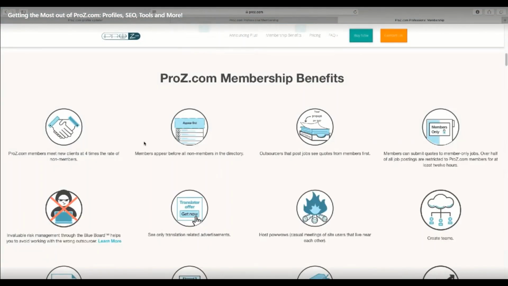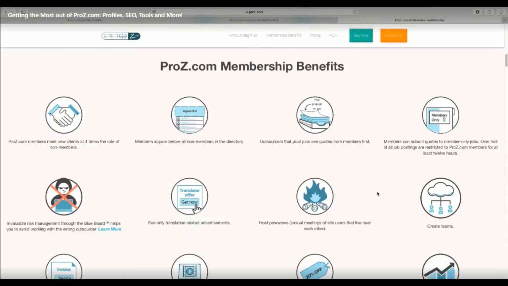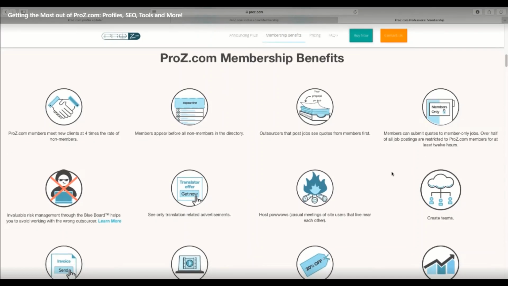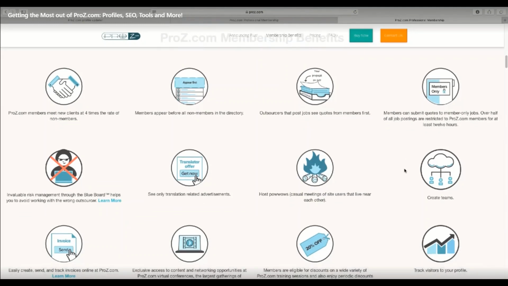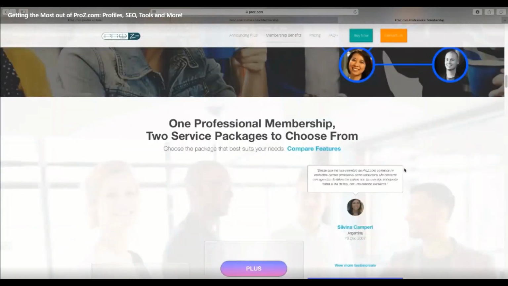In terms of specific membership benefits, well, you can see them here on this page. Proz.com members meet new clients at 4 times the rate of non-members. Members appear before all non-members in the directory. Absolutely key, that one. Outsourcers that post see quotes from members first. Again, if you want to appear higher up in the list, you really should consider membership. Members can submit quotes to member-only jobs. Over half of all job postings are restricted to Proz.com members for at least 12 hours. So a huge range of benefits for members.